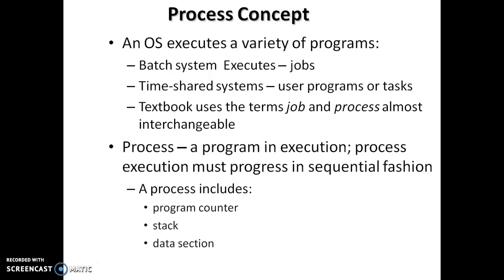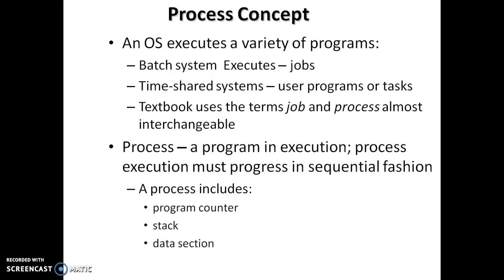As an operating system needs to execute programs, each program can have an objective. The program can be treated as a job, and each job works in a time sharing system where a program needs to be executed by a user or it can be an individual task. Textbooks use the terms job and process almost interchangeably. The definition, as far as the book is concerned, is that a process means a program in execution, where process execution must progress in a sequential fashion.